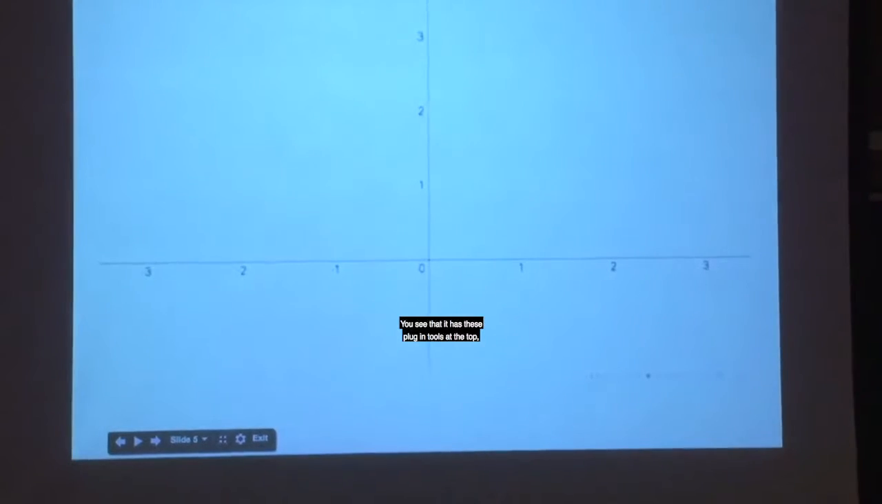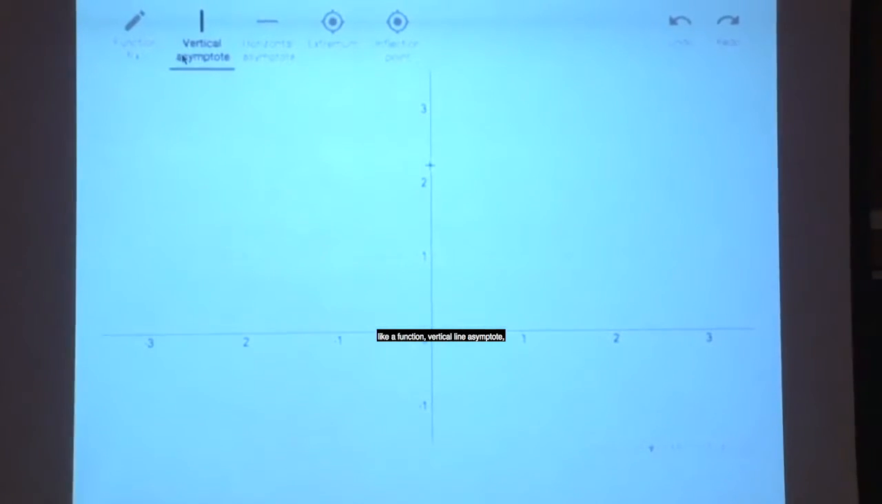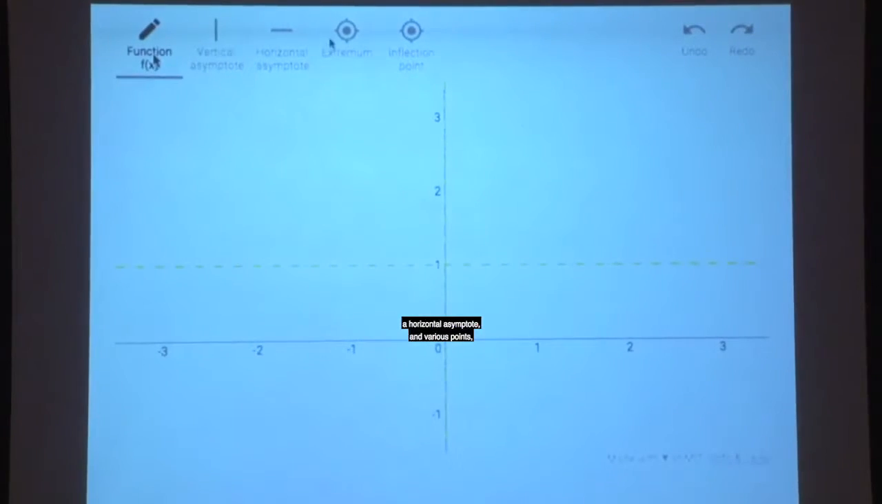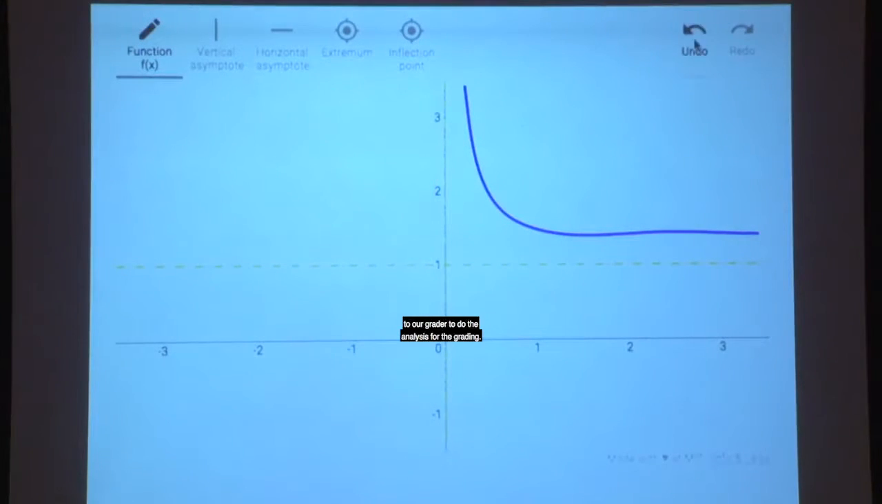I'll just give you a brief demo of what the tool looks like. You see that it has these plug-in tools at the top, like a function, a vertical asymptote, a horizontal asymptote, and various points, and you can drop them all in and sketch. There's automatic smoothing that happens at two different levels. First, it smooths a bit as you're drawing, and then it smooths the final result by fitting everything to cubic splines, which is what we pass to our grader to do the analysis for the grading.